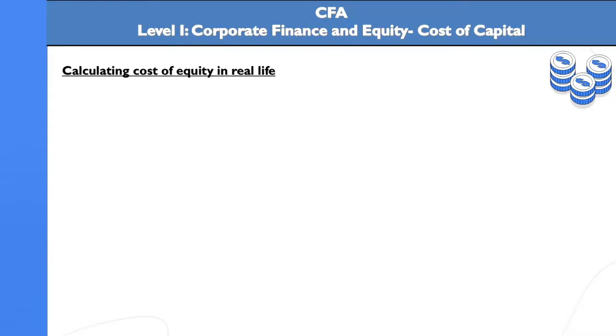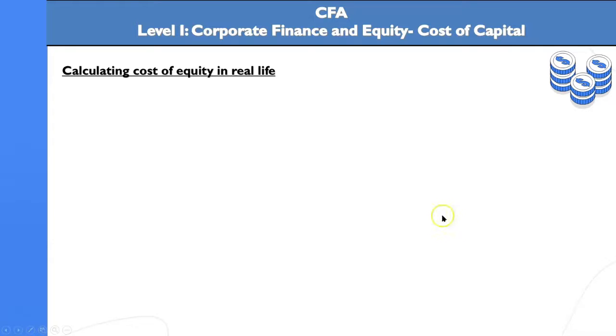beta. But in real life, to see how CFOs would calculate, the chief financial officers of corporates in the United States and other countries also, how do they do it in real life? How do they calculate the cost of equity?